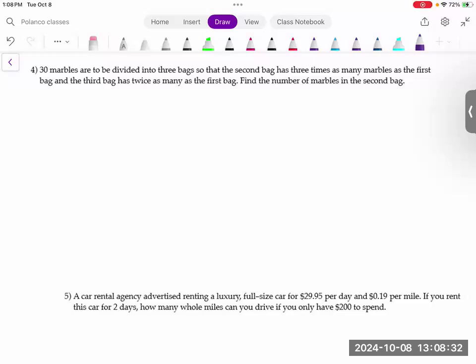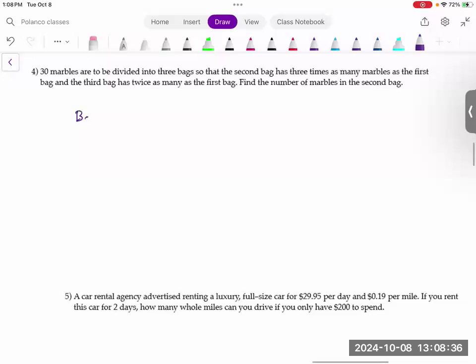All right, so we have 30 marbles to be divided in 3 bags. Bag number 1. So what we're going to do is, let's make it simpler here. I'm going to call bag number 1 N1. Bag number 2, I'm going to call it N2. Bag 3, it's going to be called N3. We are okay with this? N1, N2, N3?